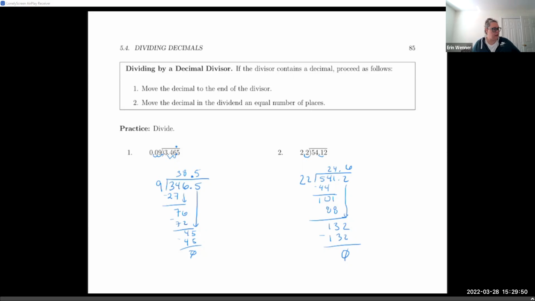So the biggest thing there when you're dividing a decimal by another decimal is that whole beginning part of moving that decimal point at the beginning, right? For the divisor.